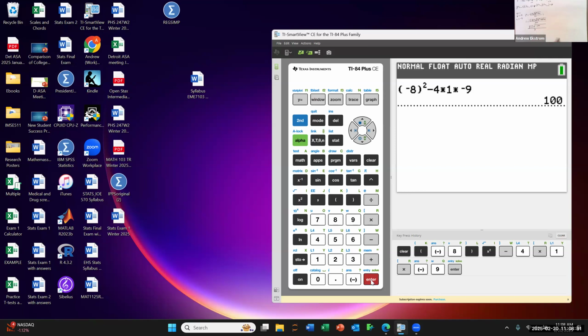2 times 1 gives me 2. Square root of 100 is 10. So I'm going to have 8 plus and minus 10 divided by 2. So we're going to have 8 plus 10 divided by 2, and 8 minus 10 divided by 2. 8 plus 10, 18 divided by 2. 8 minus 10, -2 divided by 2. 18 divided by 2 is 9. -2 divided by 2 is -1.